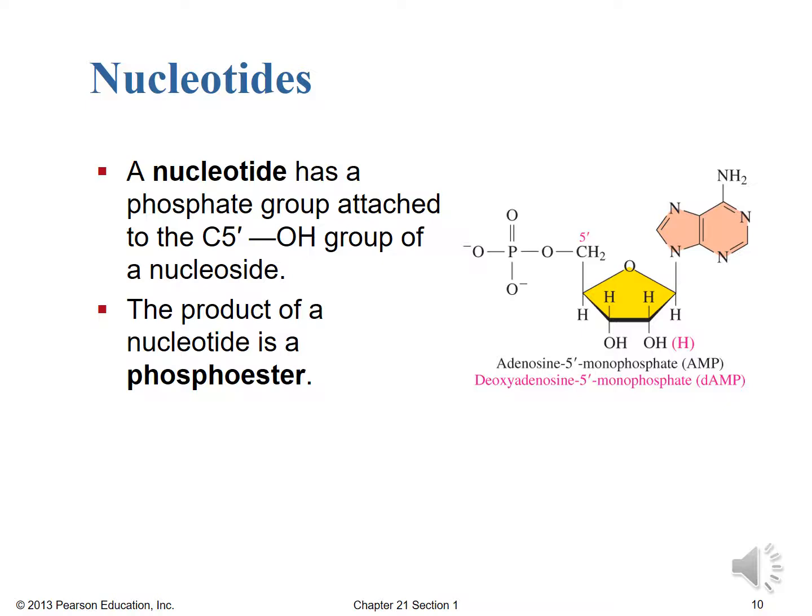And so whereas we had adenosine before, now we have adenosine 5 prime monophosphate, AMP as it's known. And there we could also have deoxyadenosine 5 prime monophosphate, dAMP if we were dealing with DNA versus RNA, for ribose versus deoxyribose.